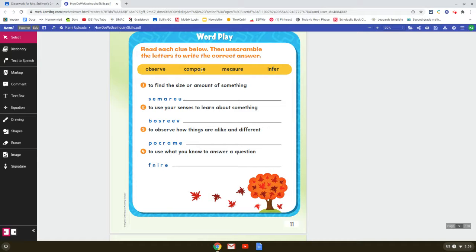Do you think it's observe, compare, measure, or infer? If you said measure, you're right. So you'd write the word measure on the line here. Go ahead and finish 2, 3, and 4.